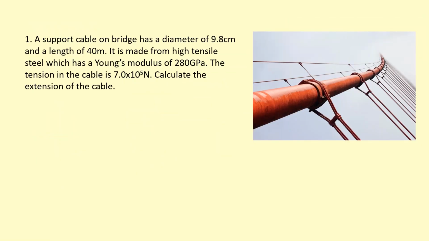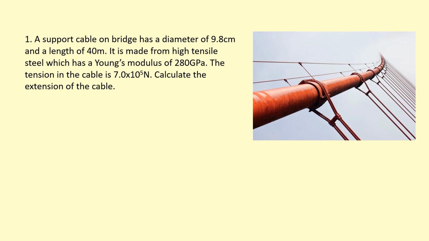The support cable on a bridge has a diameter of 9.8 centimeters and a length of 40 meters. It is made from high tensile steel, which has a Young's modulus of 280 gigapascals. The tension in the cable is 7.0 times 10 to the 5 newtons. Calculate the extension of the cable.